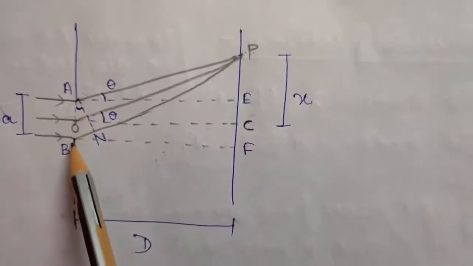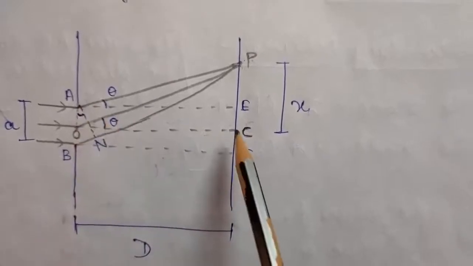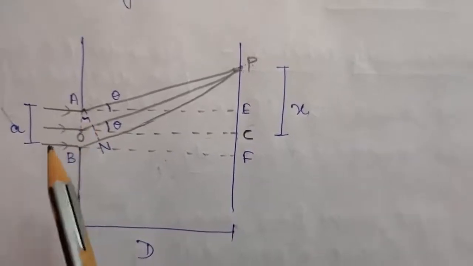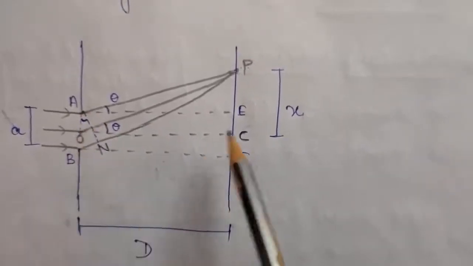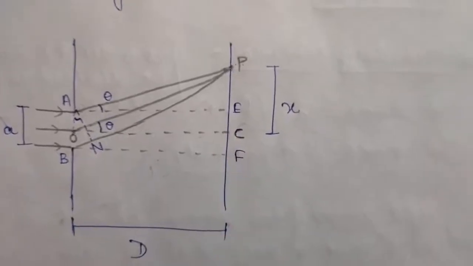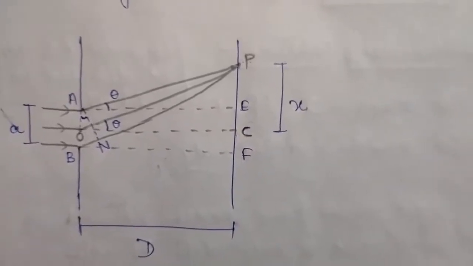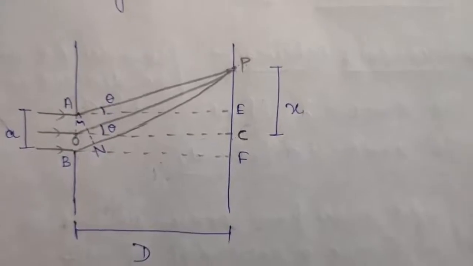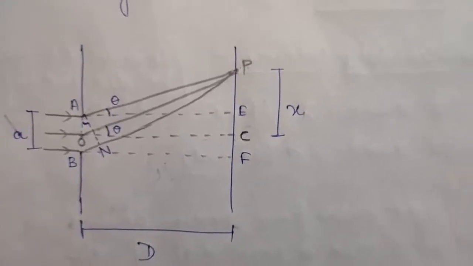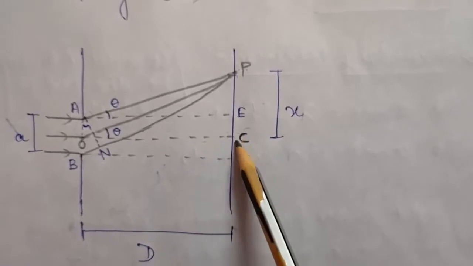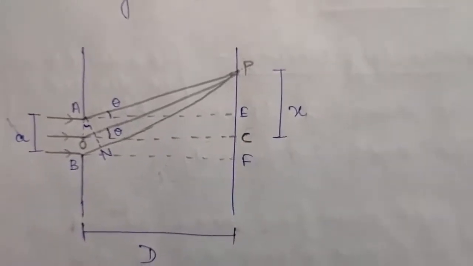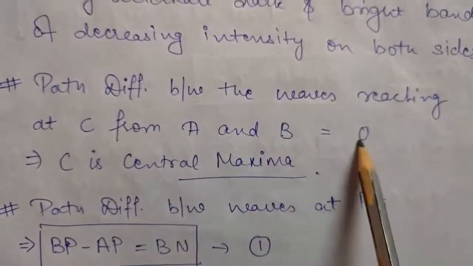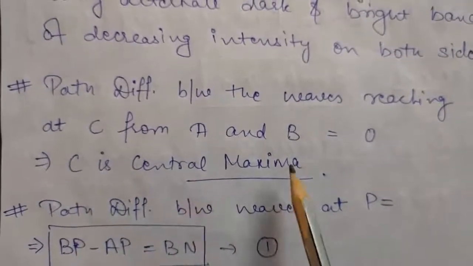Now, C is the midpoint, which means the light waves coming from A and B will reach C without any path difference, because C is at the same distance from A and B. The path difference between the light waves reaching C from A and B will be 0. As you know, if the path difference is 0, you have constructive interference, so this is the point of central maxima in diffraction also. Therefore, C is the point of central maxima.